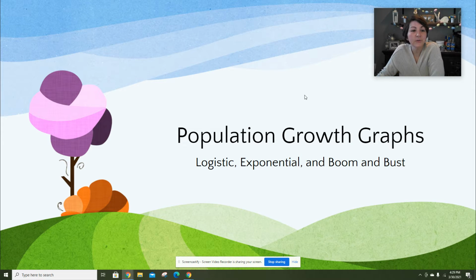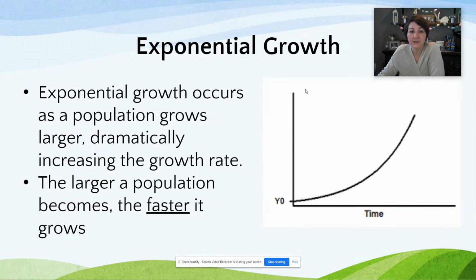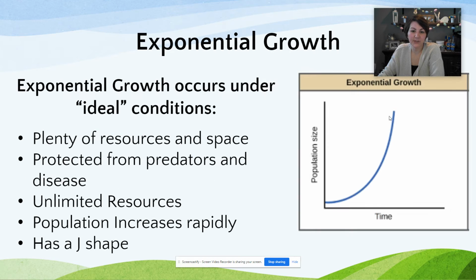So the first type of growth graph we're going to talk about is exponential growth. Exponential growth happens when a population grows very quickly. So you might see a slow start to this growth, but as the population becomes larger, it goes faster and faster. And so you quickly see it jump up in this J type of shape. So sometimes we call this a J graph.